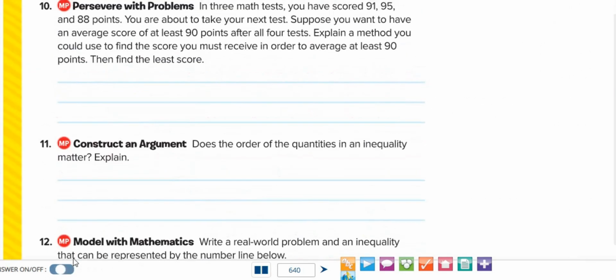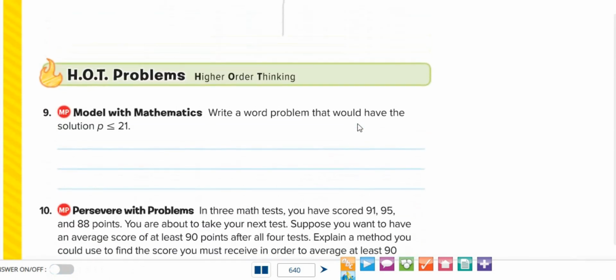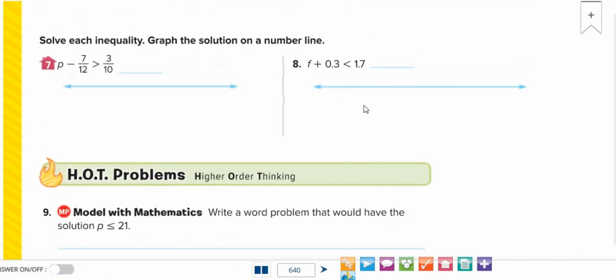Let me hide the answers so we can answer together. For this problem, it's a subtraction inequality. Solve each inequality and graph the solution on the number line. Of course, you will add 7 over 12. Also here we will add 7 over 12.